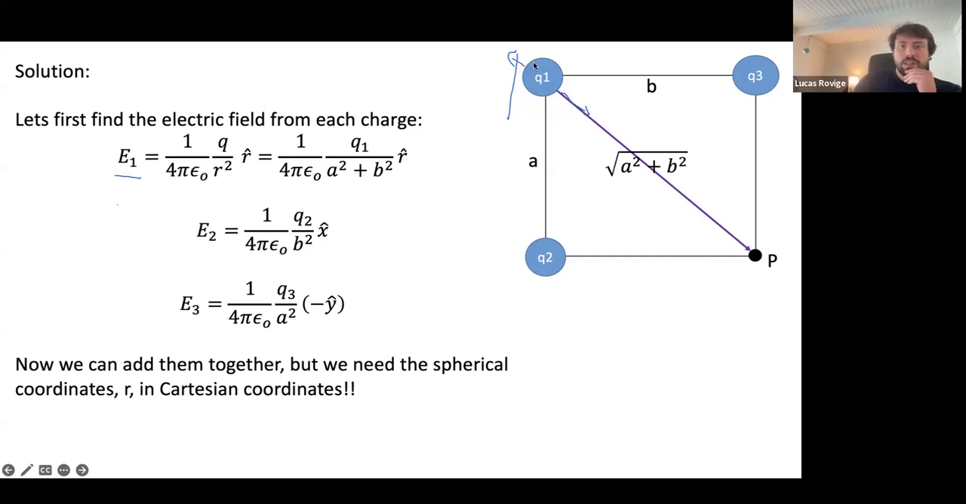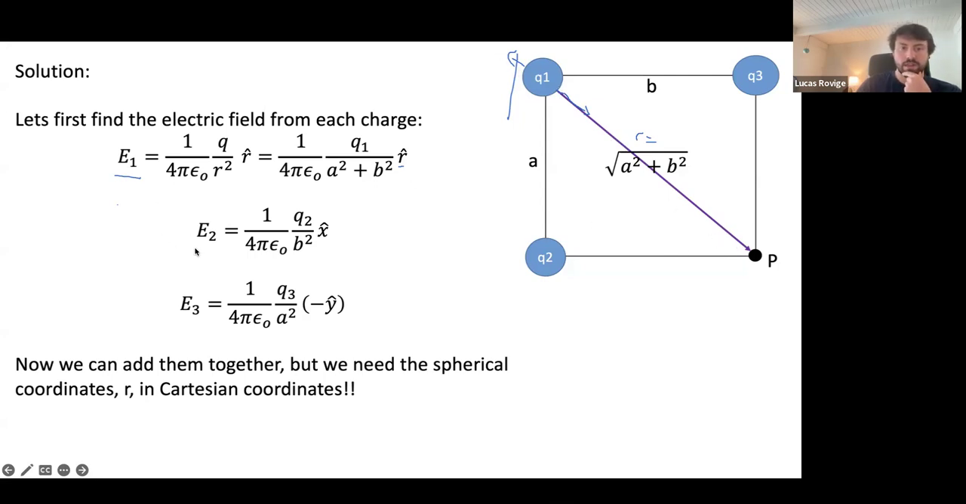So the charge here is Q1, and this distance R is the long axis of this triangle. So R is equal to the square root of A square plus B square, and R square is just A square plus B square. So this is E1, and it's along this R unit vector, so along this direction.